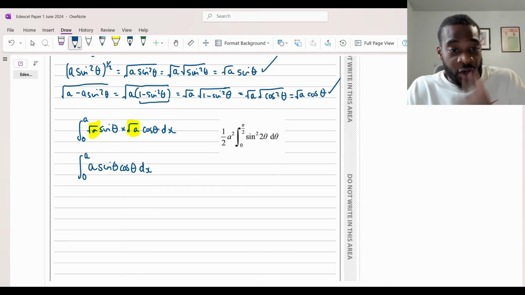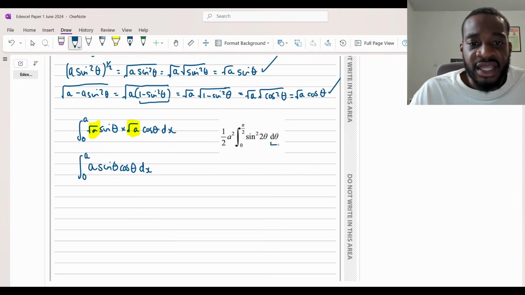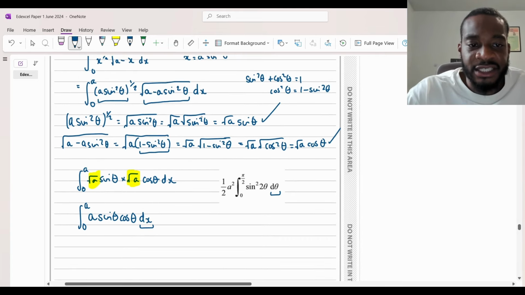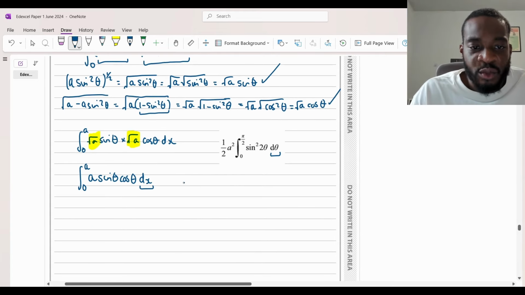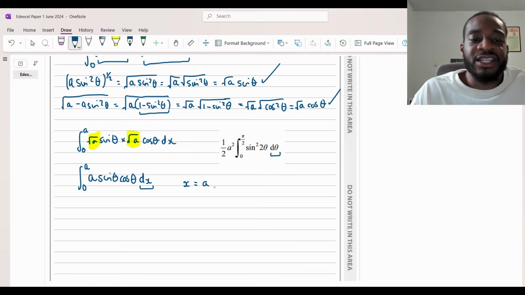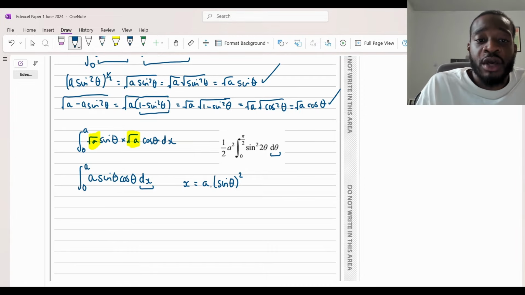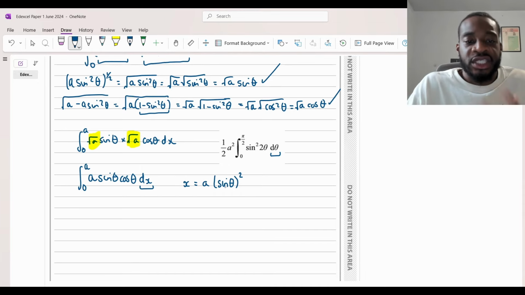So now, looking at what we need to get to, we need a d theta, right? How do we get that d theta? It always just comes from here. You need to differentiate your substitution, right? x equals a sine squared theta. So I'm going to write that again. We need to differentiate this. x equals a, and instead of writing sine squared theta, I'm going to write sine theta all to the power of 2. Why? Because I'm differentiating this. This is a composite function, which means that I need to use the chain rule to differentiate it. So when I write it that way, it's just easier to do it.